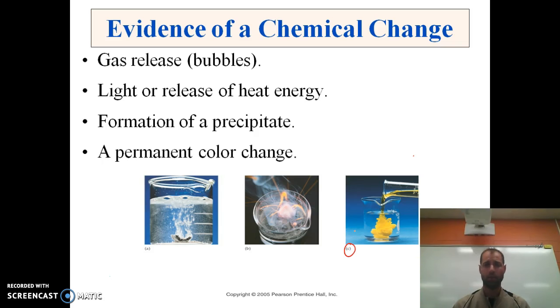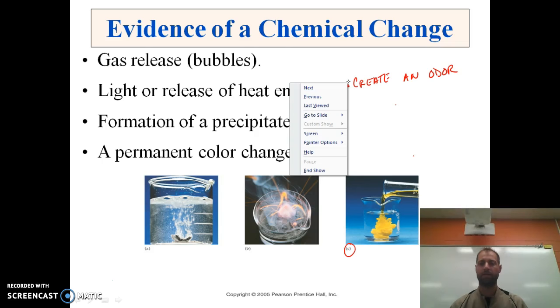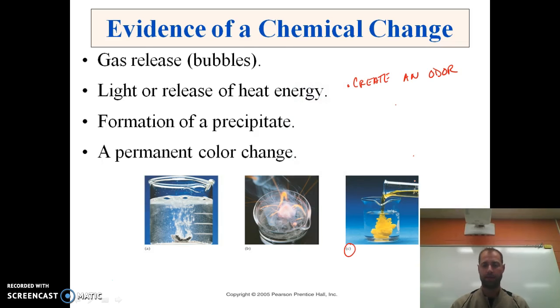And I'm going to add one more for you. If we create an odor. All right, so we have 5 pieces of evidence of chemical change.